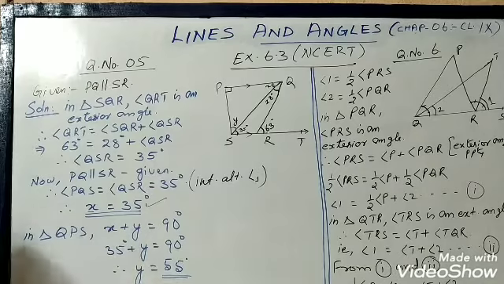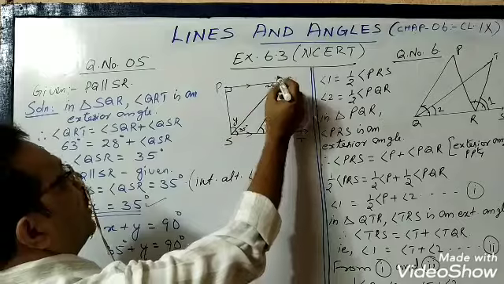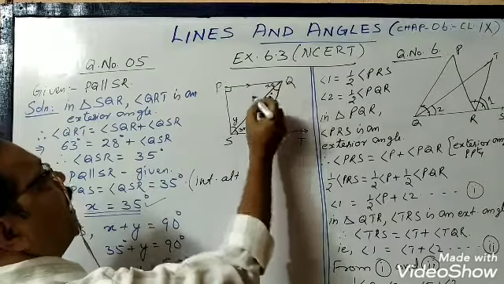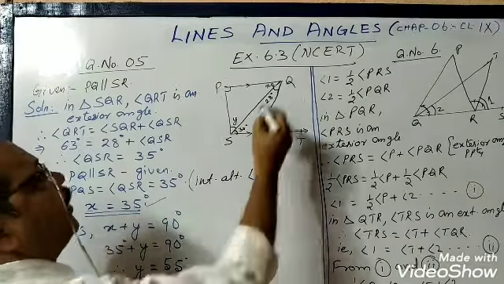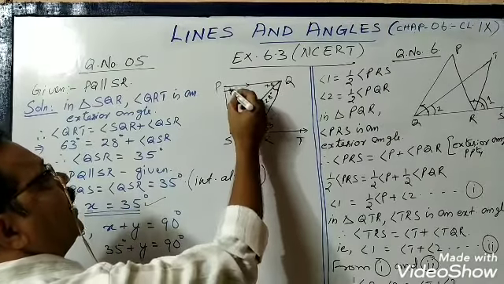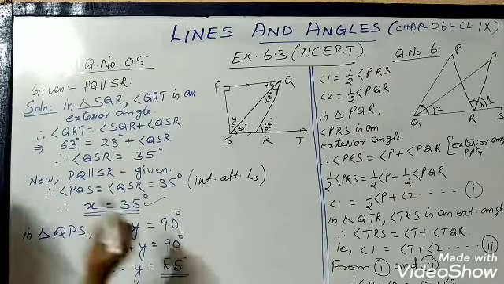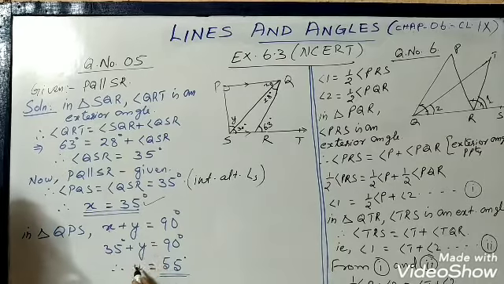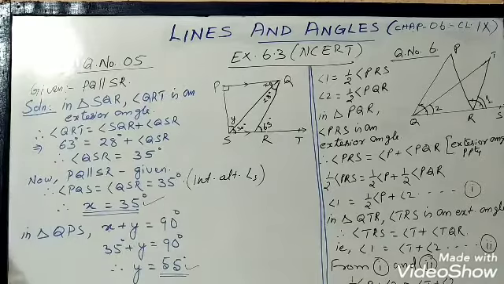Now we have to find the value of Y. Consider this triangle QPS. In this triangle, one angle is 90 degrees. So by the angle sum property of a triangle, the other two angles must add up to 90 degrees. Therefore X plus Y must be 90 degrees. You know the value of X, that is 35 degrees, and we have to find Y. So Y equals 90 minus 35, that is 55 degrees. We found the values of X and Y.